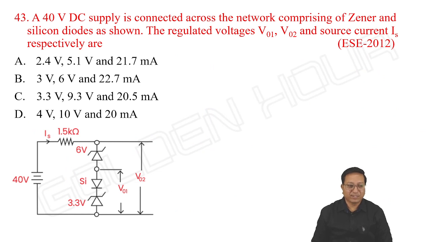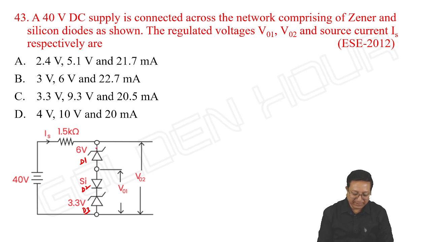Next, look at this question. A 40 volts DC supply is connected across the network comprising of GNR and silicon diodes as shown. The regulated voltages VO1, VO2 and the source current IS respectively are. Okay, it was a question asked in engineering services. It's a simple one only. Now look at the diodes. Let me take these diodes as D1, D2 and D3.